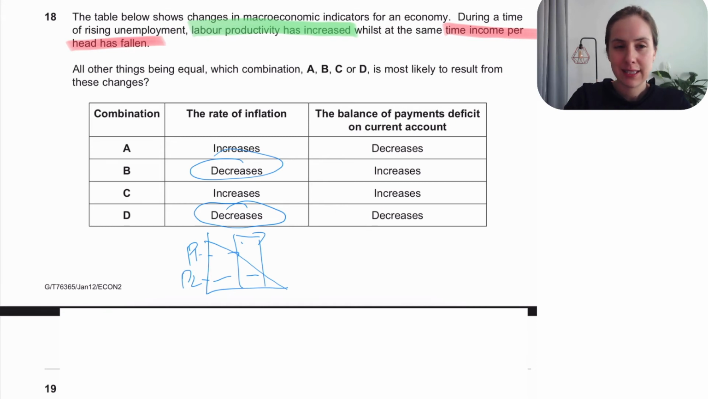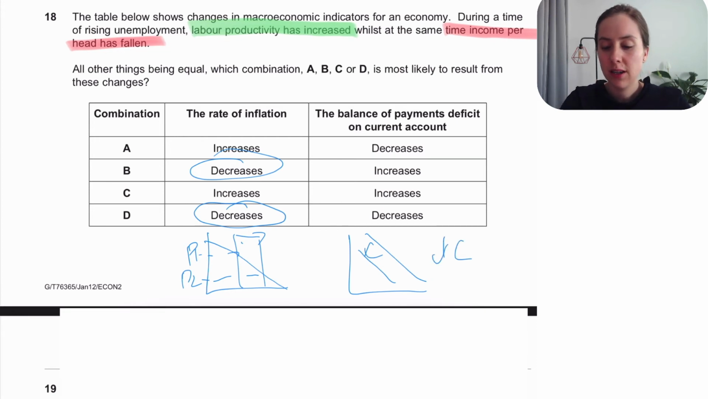And if there's less income, that should decrease AD because there's less consumption. So that will also reduce inflation. And in terms of the balance of payments, if there's less consumption, there's less spending on inputs. So that should actually help to increase X minus M, which is part of what the current account shows.